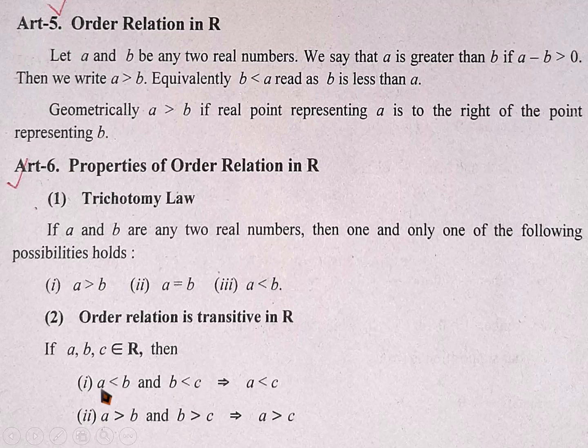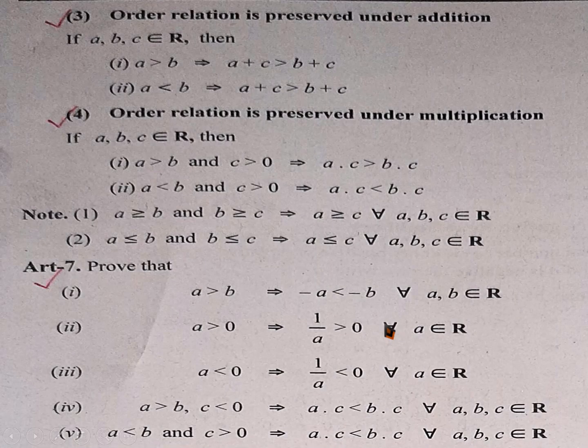Okay, then A is also less than C, and if A is greater than B, B greater than C, then A is greater than C. So these two properties are called transitive. Order relation, this inequality, okay, and this inequality is intransitive in R.